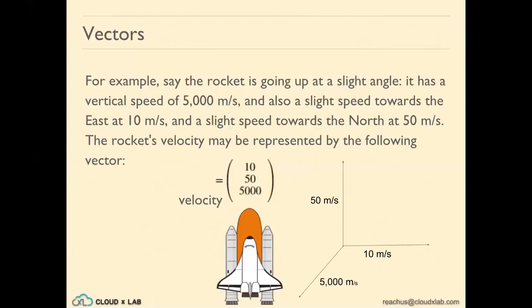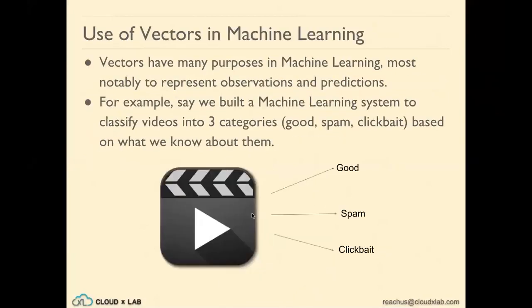Okay, so that's how we use the vector. A vector is nothing but a list of scalars, and that's what our array was. An array was nothing but a list of normal values, right? So similarly, the other use case of the NumPy array is to define the vectors in case of machine learning. Vectors have many purposes in machine learning, most notably to represent observations and predictions.